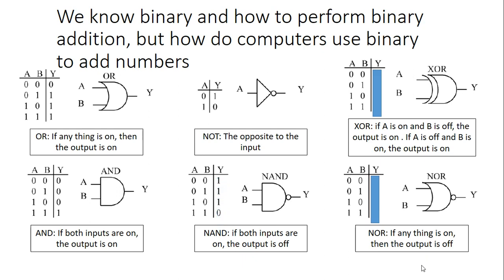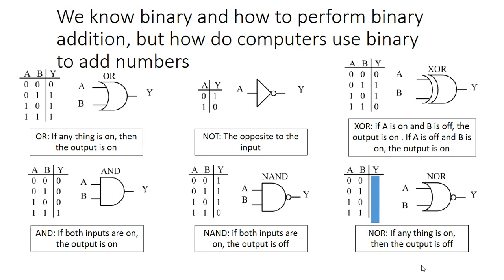Now the XOR: if A is on and B is off, the output is on. If A is off and B is on, the output is on. Everything else is off. XOR basically means exclusively OR. So they both can't be on at the same time and they both can't be off at the same time. It has to be either or.